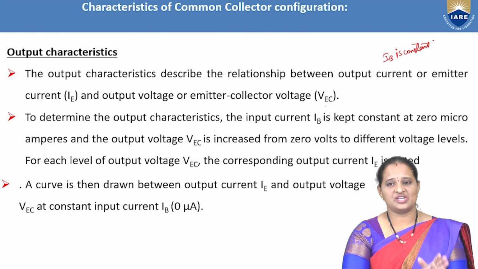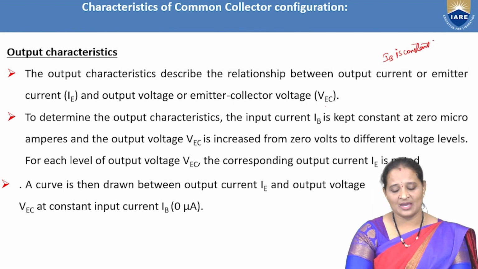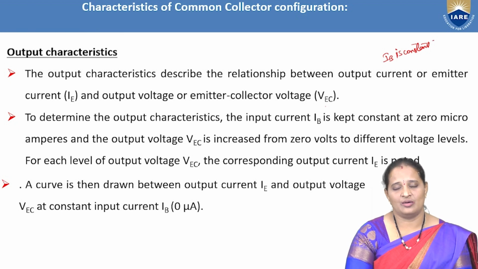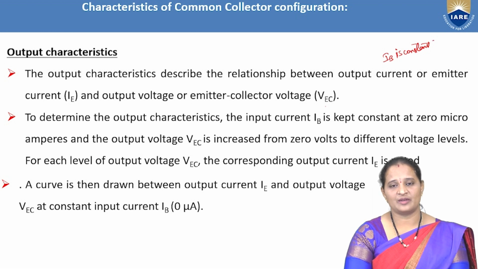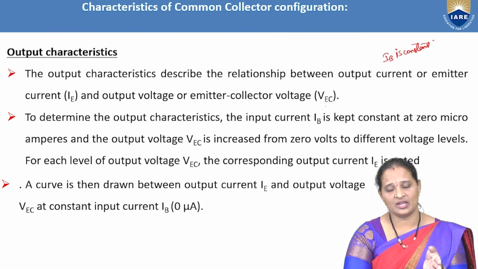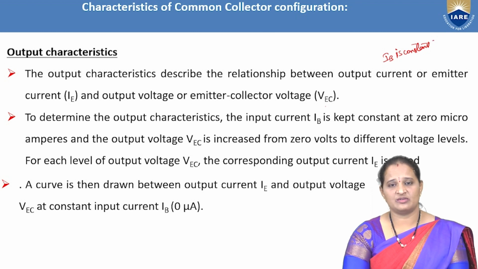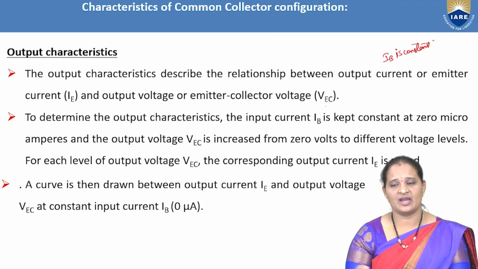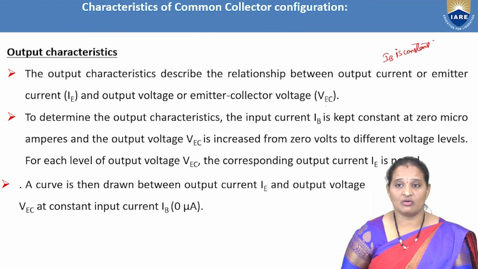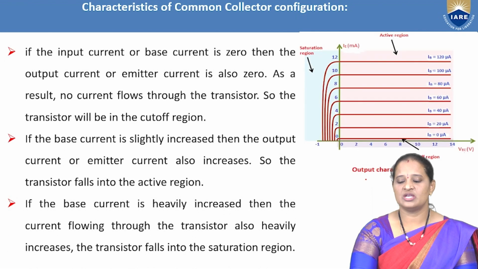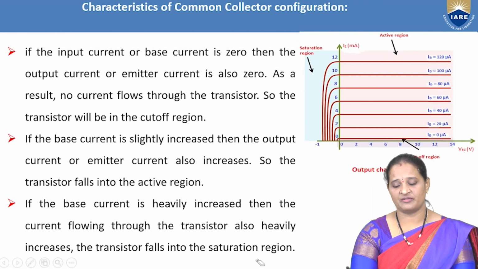So here initially we need to keep IB as 0. Making IB 0 means we are open circuiting the input port. That means the input junction, and already we are providing the biasing such that the output junction is reverse biased. By making IB equal to 0, the input junction is also reverse biased, and hence it is said to operate in the cutoff region. As both of the junctions are reverse biased, it works in the cutoff region. These are the output characteristics of common collector configuration.